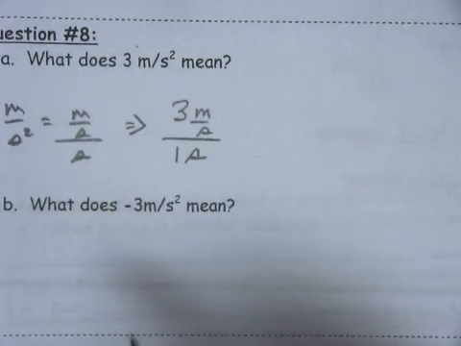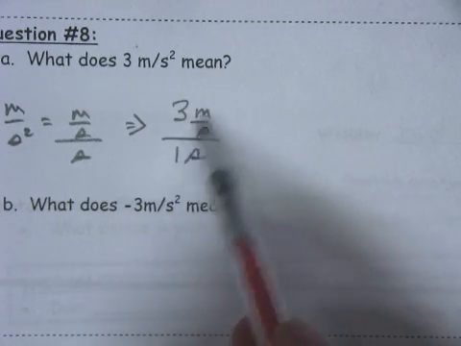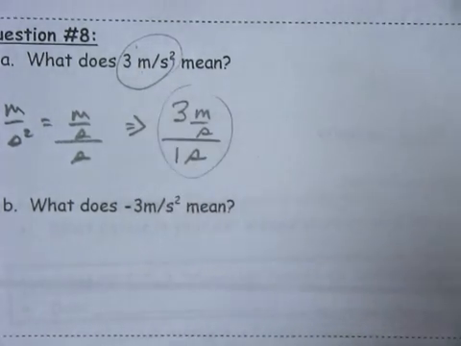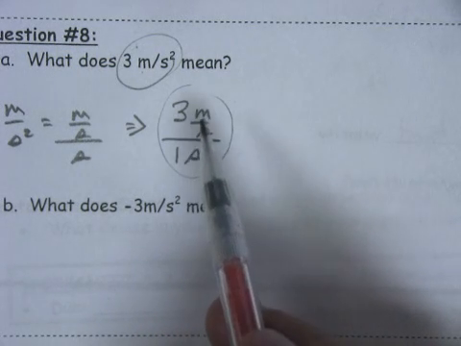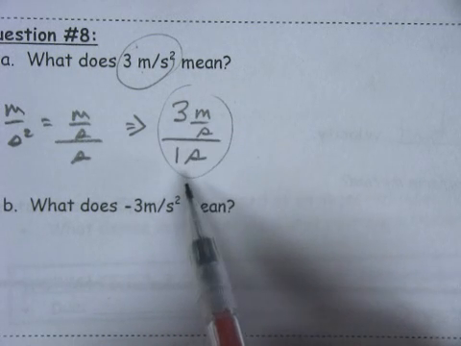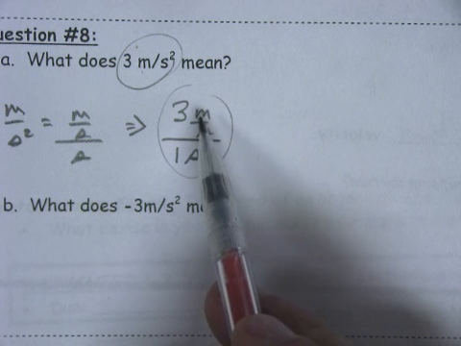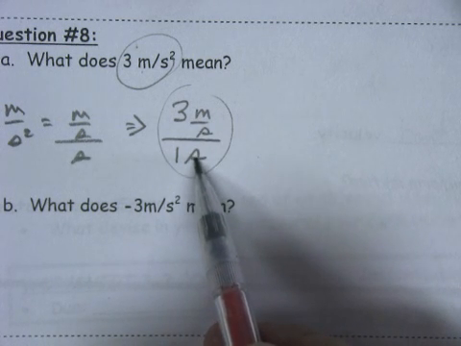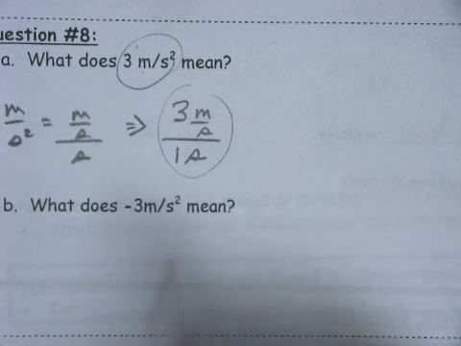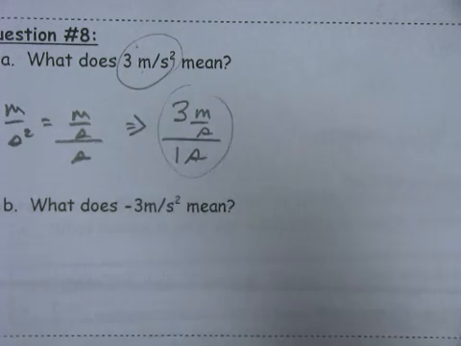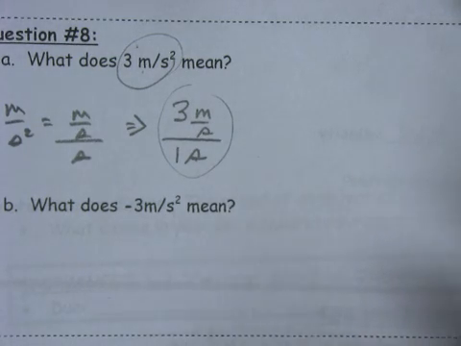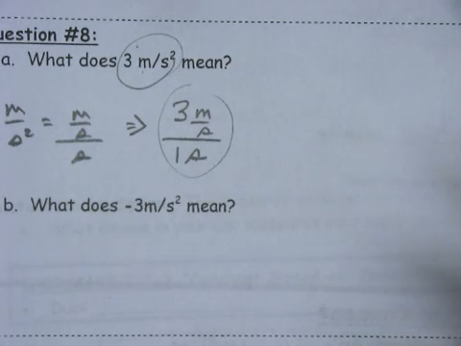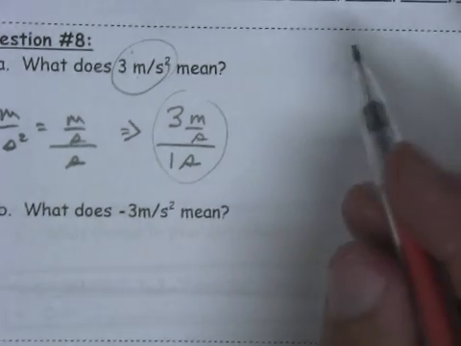So what does this mean? Because if I know what this means, and if this is the same as this, then I know what this means as well, because they're the same thing. So here's what it means. I sometimes read this from bottom up, it's a little bit easier to work through. It means this: for every second that goes by, your speed changes 3 meters per second. That's what that means. Every second that goes by, your speed changes 3 meters per second, or your velocity changes 3 meters per second.